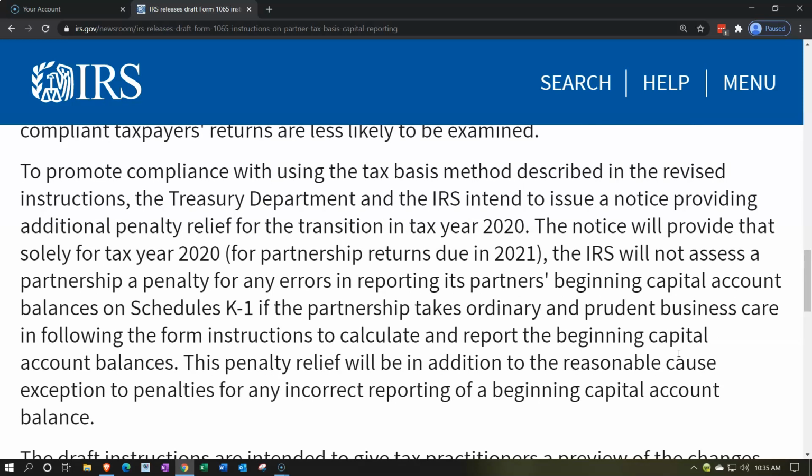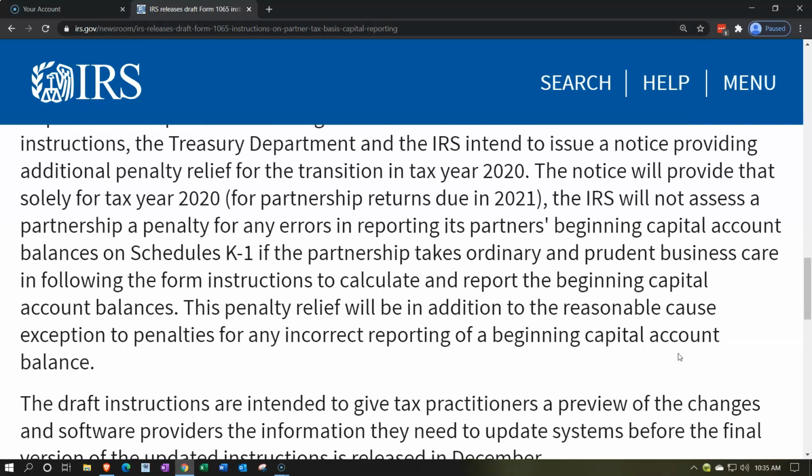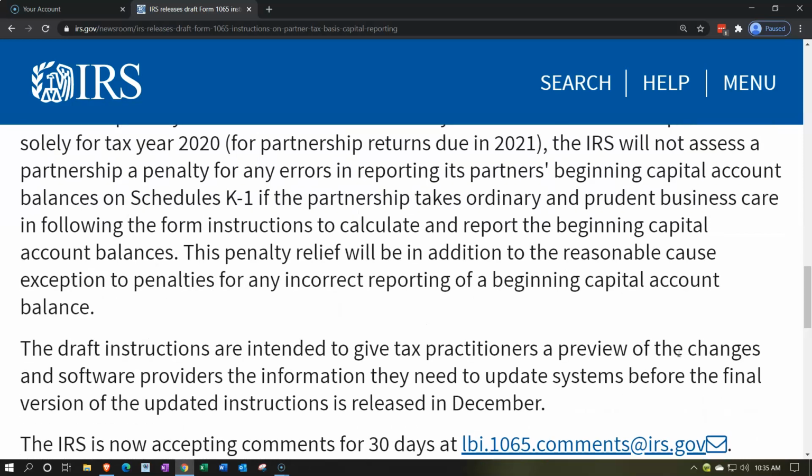The notice will provide that solely for tax year 2020, the partnership return due in 2021, the IRS will not assess a partnership a penalty for any errors in reporting its partner's beginning capital account balances on Schedule K-1 if the partnership takes ordinary and prudent business care in following the form instructions to calculate and report beginning capital account balances. This penalty relief will be in addition to the reasonable cause exemption to penalties for any incorrect reporting of a beginning capital account balance.